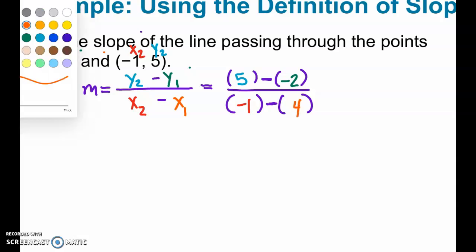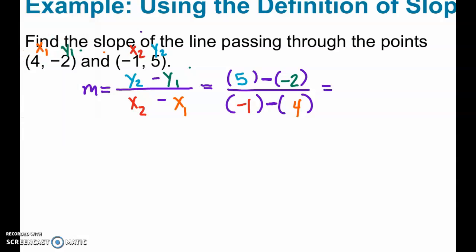So now you have to do the calculations. And so 5 minus -2, well, that's the same as 5 plus 2. When you subtract a negative number, it's the same as adding that second number. So in the numerator, I'll get 7. In the denominator, I have -1 minus 4. -1 minus 4 is -5. So I get a slope of 7 over negative 5.